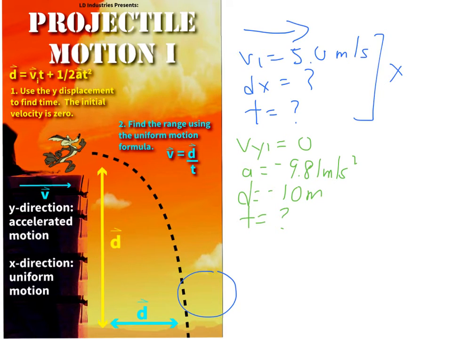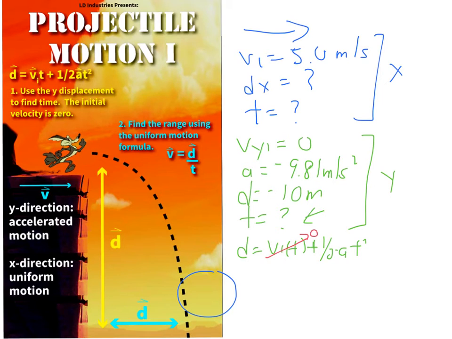It is obvious that because we have only one unknown, our time, it is easier to find our time using our y direction rather than the x direction. So if we look at our kinematics equations, we realize we need to use the formula d equals vi t plus 1/2 a t squared. Luckily for us, vi is 0, so it simplifies our term.